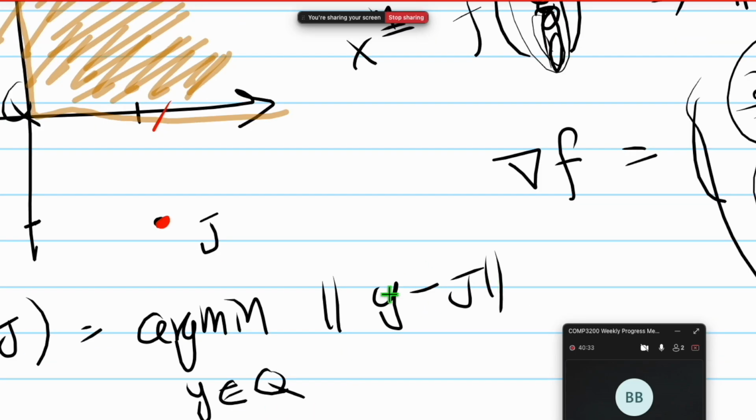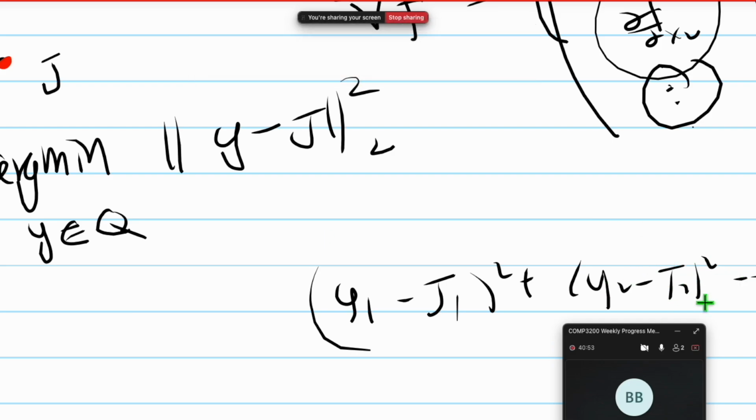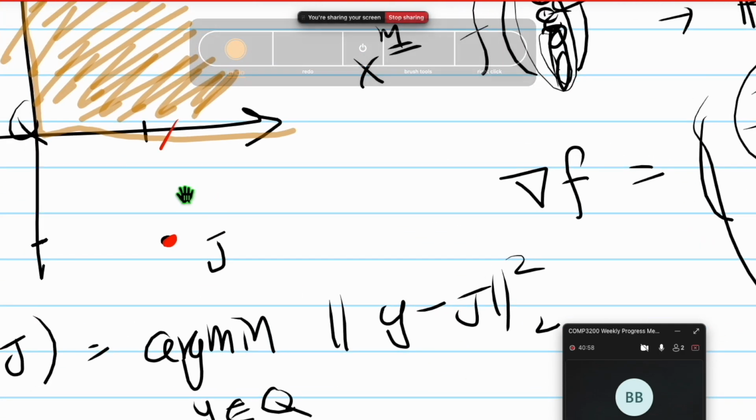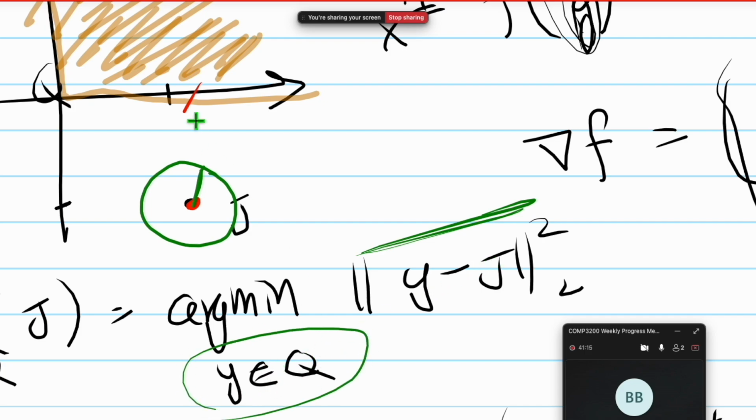Here is how you understand it. What is this? This actually is the equation of a circle. (y1 minus j1) squared plus (y2 minus j2) squared, blah, blah, blah. This looks like the equation of a circle, right? This is radius r. So this is saying that I'm drawing an equidistant circle around my j. This radius r is actually the distance between the y and the j. But I want my y to be inside Q. So I need this circle to grow bigger until it touches the brown region.